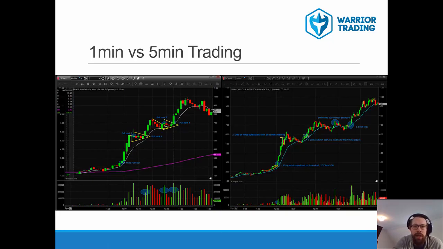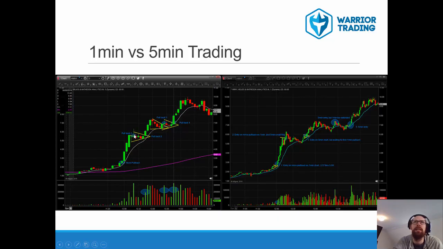Greg, to answer your question, on the first 5-minute flag, isn't the green candle after the red candle higher? You mean this green one right here, or the green candle after the red one? Right here, yes, this one is higher. This green candle, let's see. Are you referring to this right here, right around $7? Or are you referring to this one?